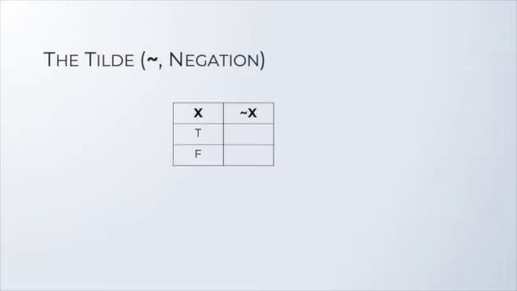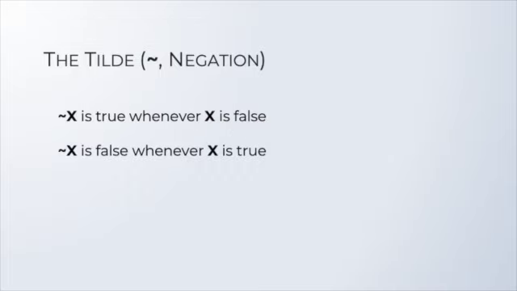The truth table that defines the behavior of the tilde is as follows. Remember that we're only dealing with one sentence, so we only have two possible cases. X is true and X is false. What the tilde does is simply invert the truth value of the sentence it applies to. So if X was true, then now tilde X is false. And correspondingly, when X is false, tilde X is true.